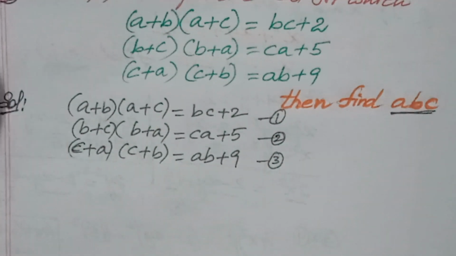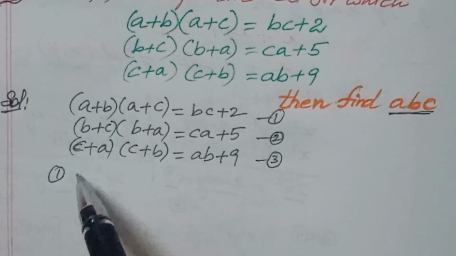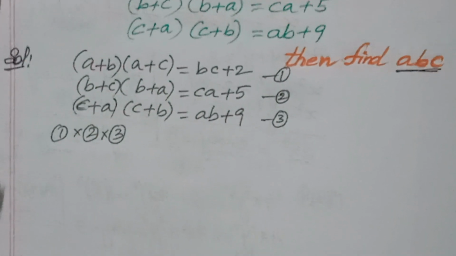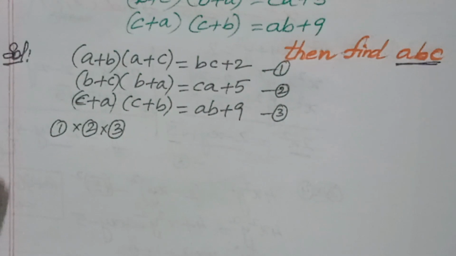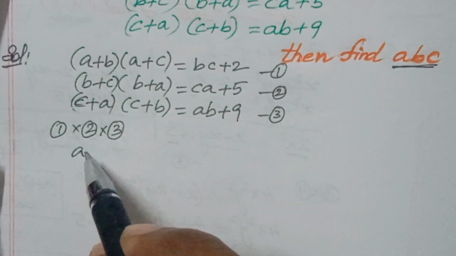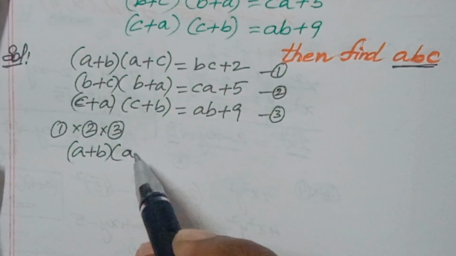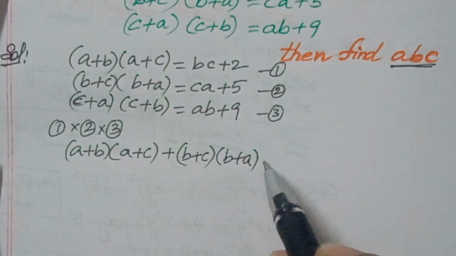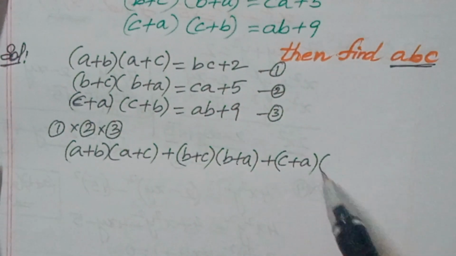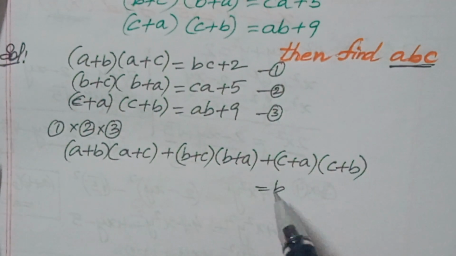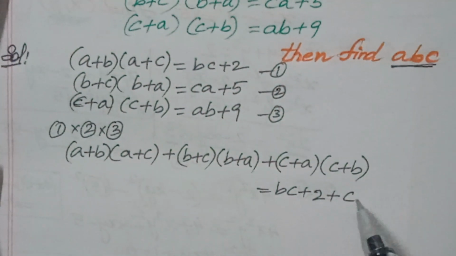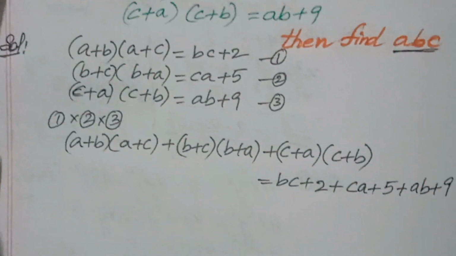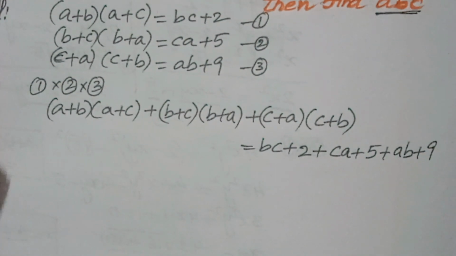So here, multiplying 1 into 2 into 3. Why are you multiplying 1, 2, 3? This is the only logic in this problem. Multiplying, that is, adding equations 1, 2 and 3. So here (A plus B) into (A plus C) plus (B plus C) into (B plus A) plus (C plus A) into (C plus B) is equal to BC plus 2 plus CA plus 5 plus AB plus 9. You will get the answer.